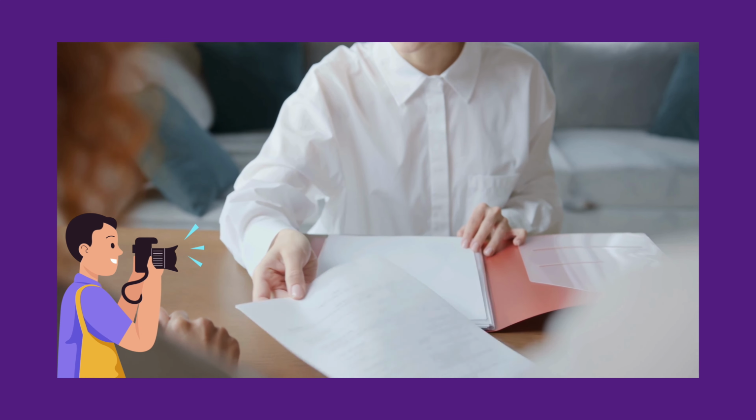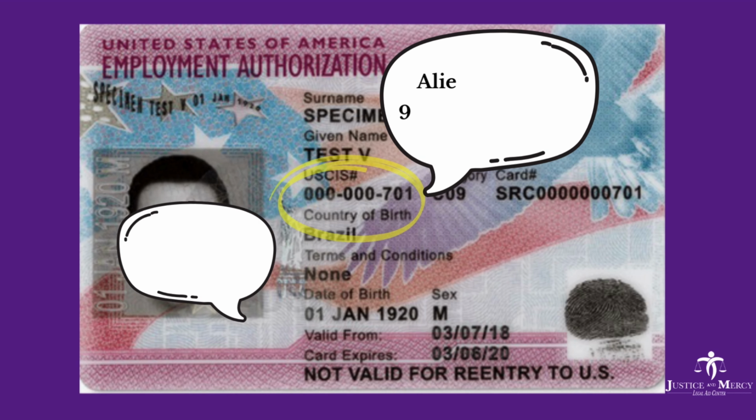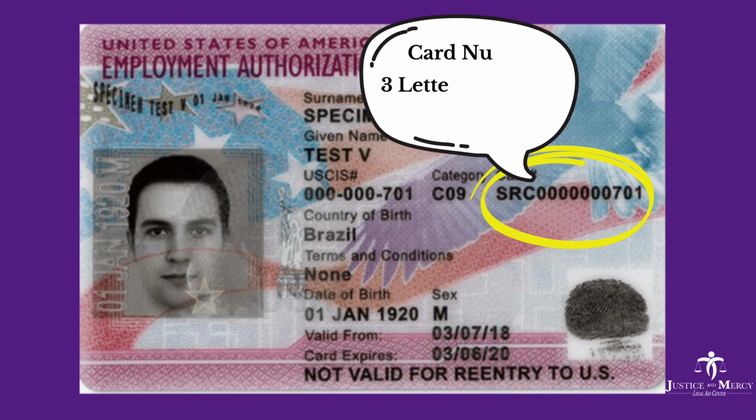We strongly recommend that if you can, take a picture or get a copy of your work permit, in the event that you misplace or lose your work permit. That way you can easily reference the information on your work permit card. I also want to point out that your birthday is listed on your work permit card, as well as your A number and a unique card number that identifies this specific work permit card.